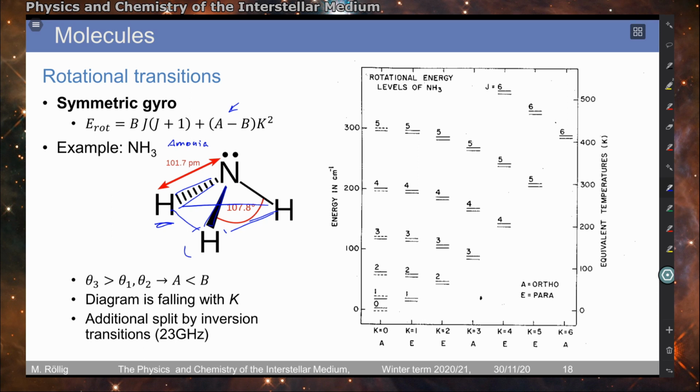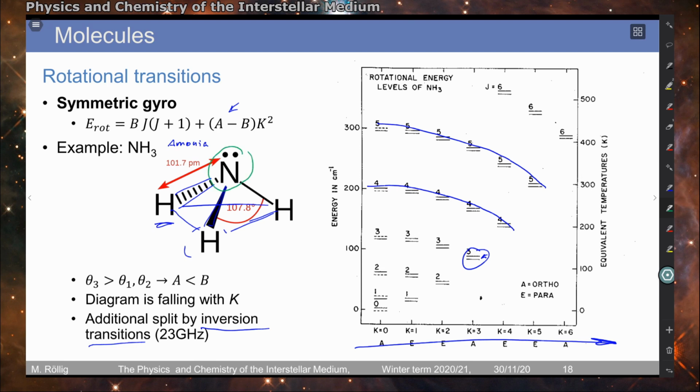So with A smaller than B, we have a diagram that is falling with K. So for a given J, if we increase K, the energies here go down. The K is here on the x-axis. We have the additional case that every J and K state splits up into two possible cases, and that is called inversion transition, which is a particular case for ammonia and some other species.